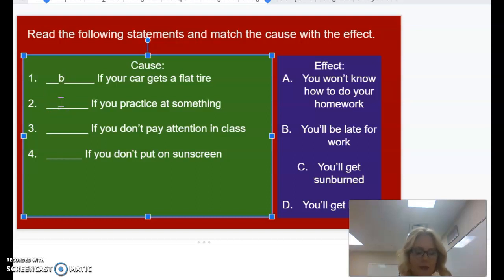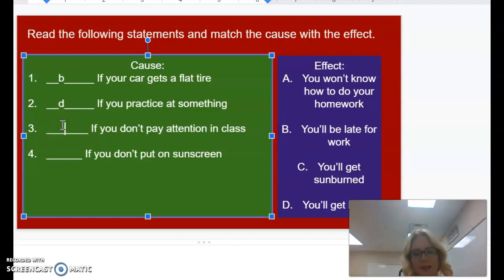Number 2, if you practice at something, what would make the most sense as an effect? I think it would be D. You get better at something. I know practicing always helps you improve at something.